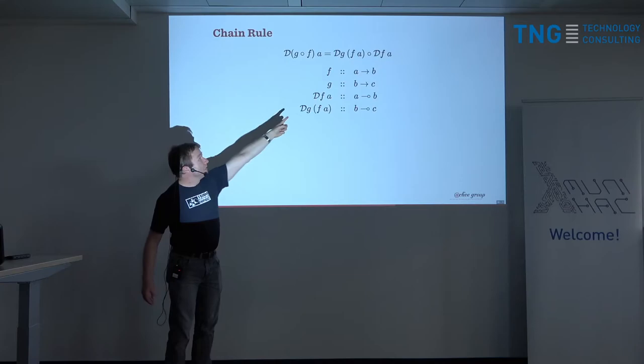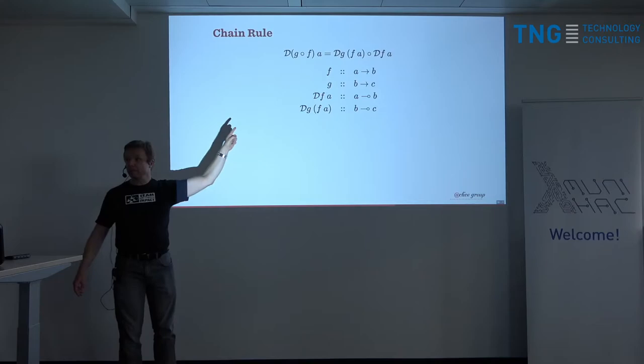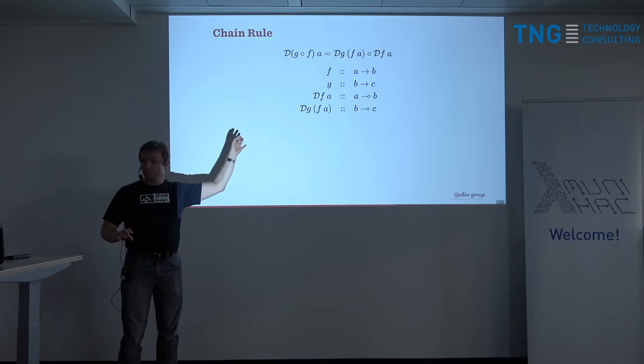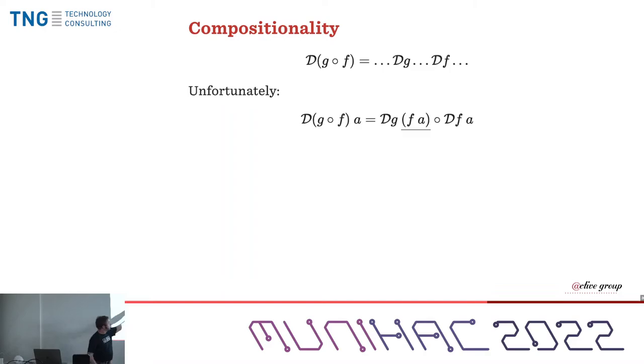It says df there, so this is in terms of the derivative of f. And it says dg, but unfortunately, it also says f of a. So it's not enough to have the derivatives of f and g in order to compute the derivative of the composition of g and f. You also need the value of applying f to a. So this is the problem: the f of a is there. Just a minor problem.